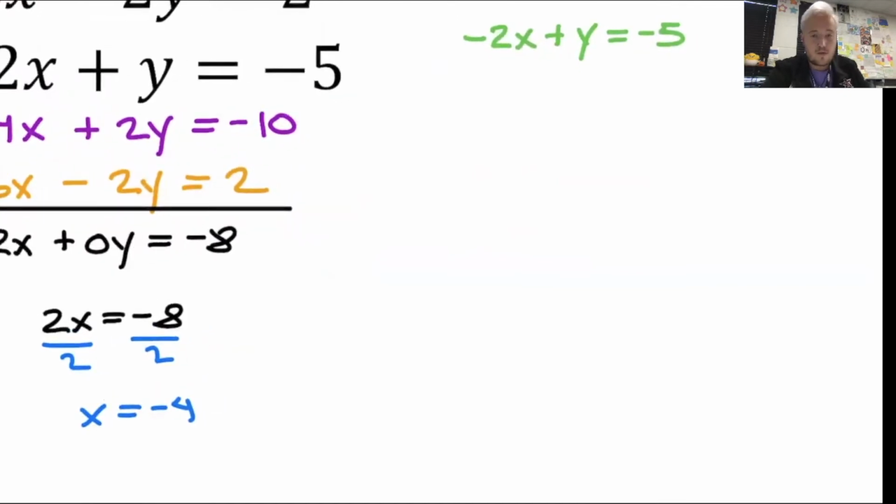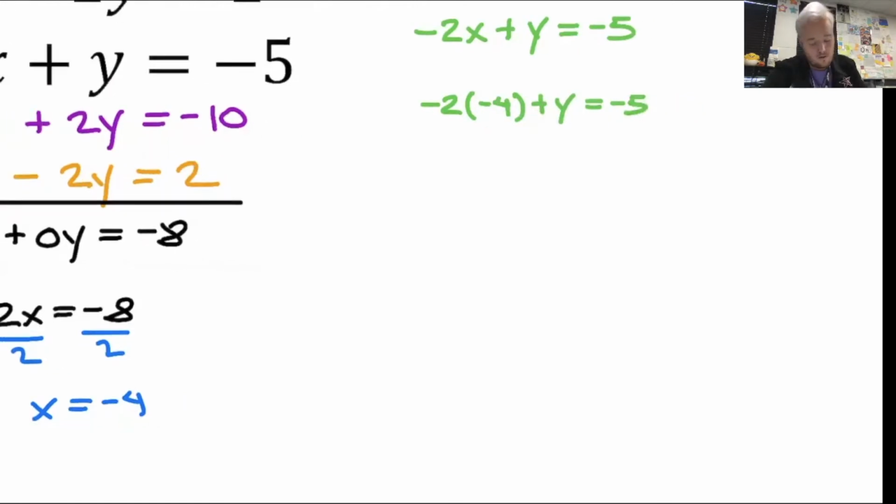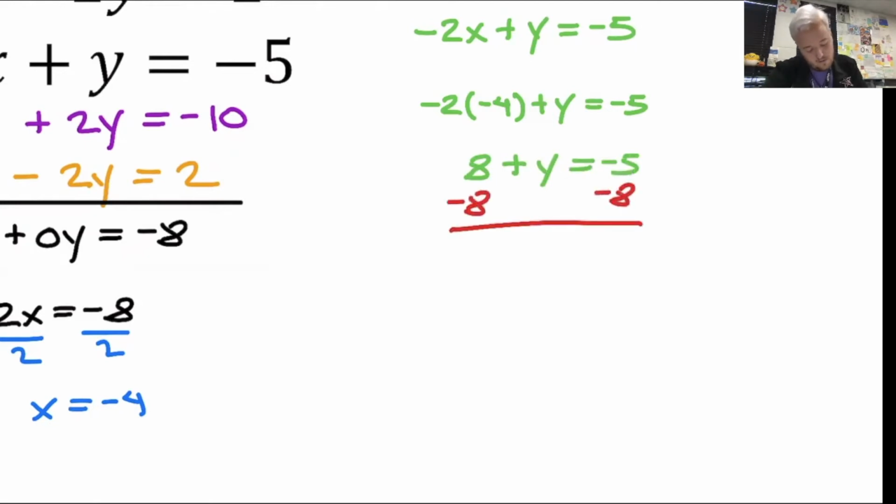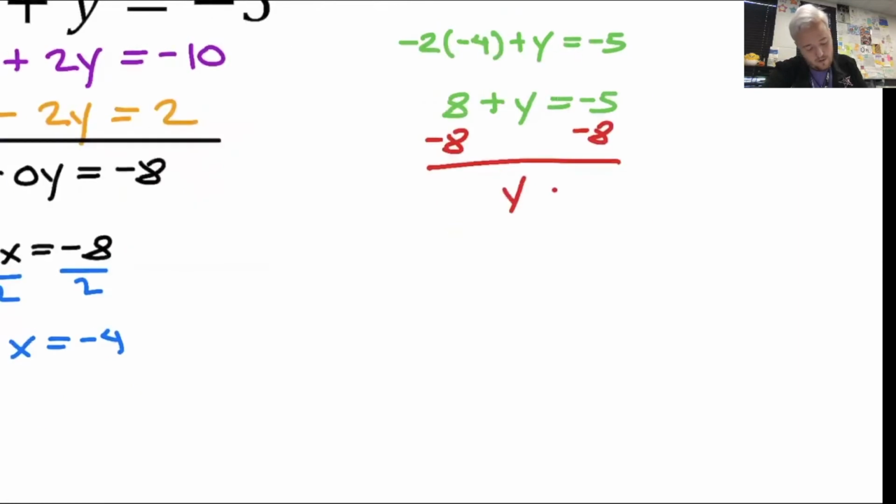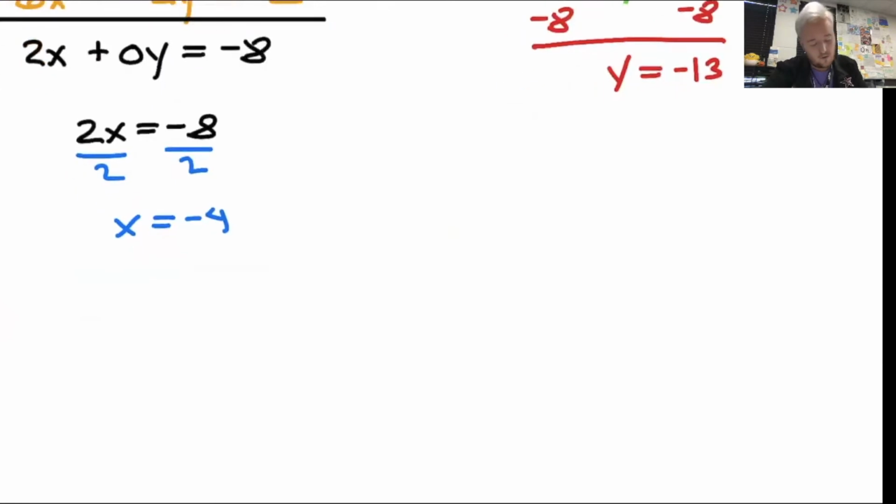So what I'm going to do next, plug in that x value. So negative 2(negative 4) plus y equals negative 5. So negative 2 times negative 4 is going to give you a positive 8 plus y equals negative 5. So now we need to subtract 8 on both sides. So I'm going to have y equals negative 5 minus 8, which gives me negative 13. So my coordinate here, I'm going to have (negative 4, negative 13).